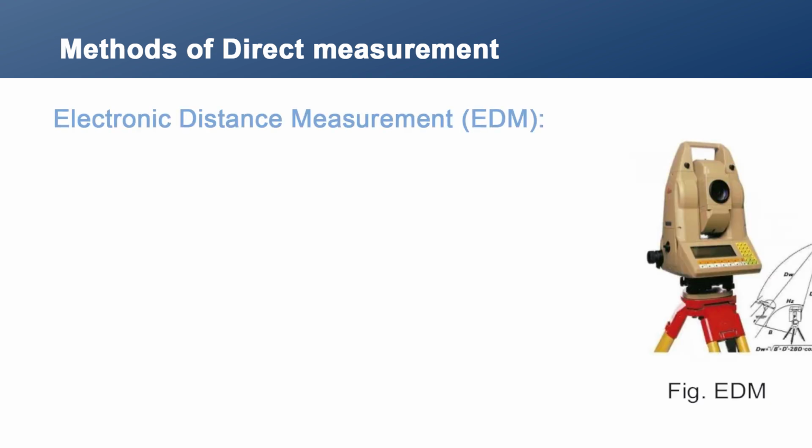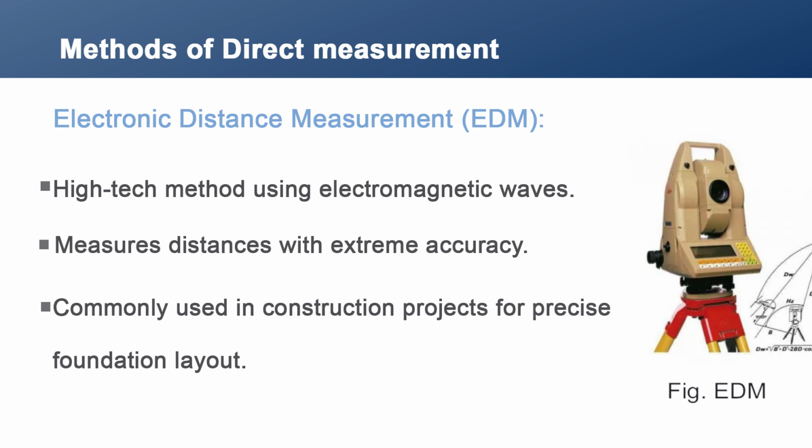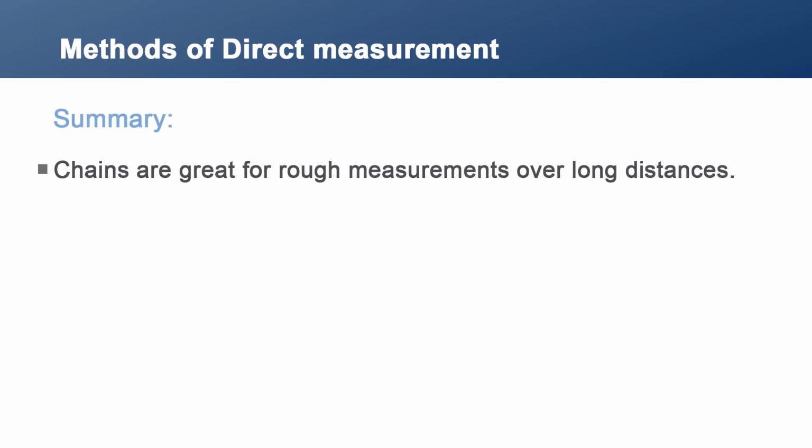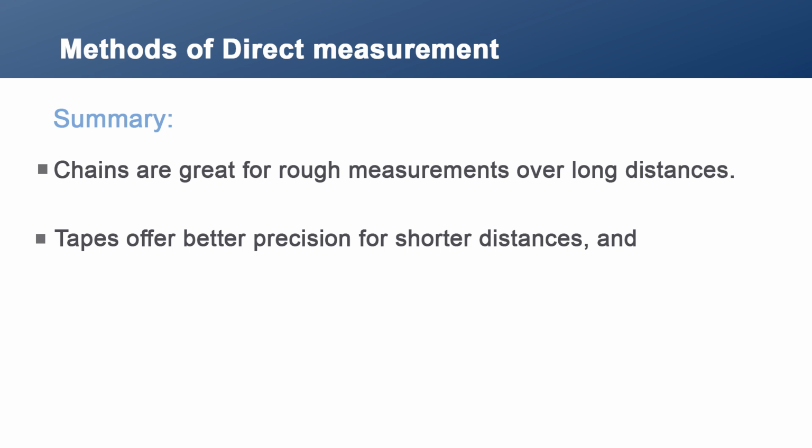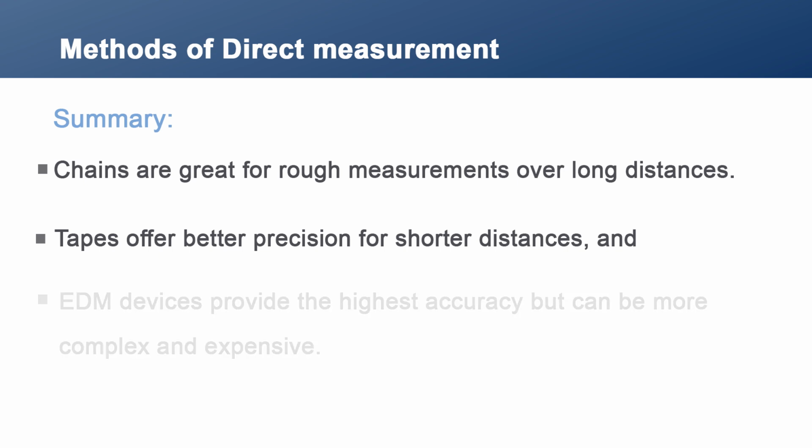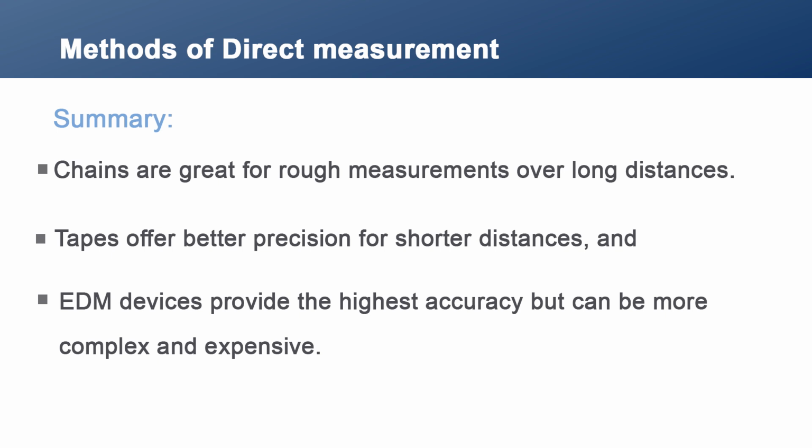Lastly, we have electronic distance measurement. This is a high-tech method where devices use electromagnetic waves to measure distance with extreme accuracy. These days, construction projects often use EDM devices to ensure the foundations of buildings are laid out with perfect precision. So the bottom line here is, each of these methods comes with its own sets of pros and cons. Chains are great for rough measurement over long distances, and tapes offer better precision for shorter distances. And EDM devices provide the highest accuracy but can be more complex and expensive.